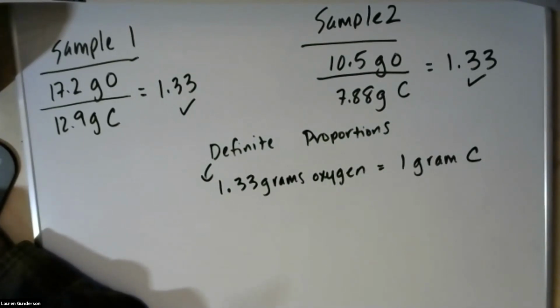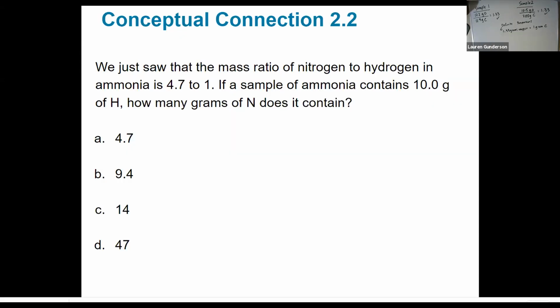Okay, so we have a conceptual question that comes up next. So let's take a look at this one. And this says, we just saw that, well, we didn't actually see this. Must be in your textbook though. So we see here that the mass ratio of nitrogen to hydrogen in ammonia is 4.7 to 1. Okay, so we'll write that down.